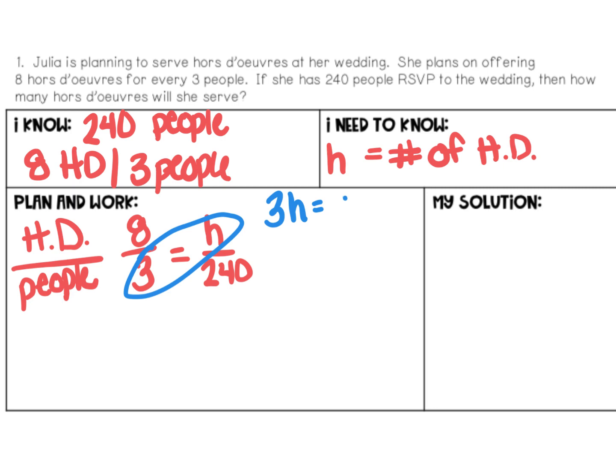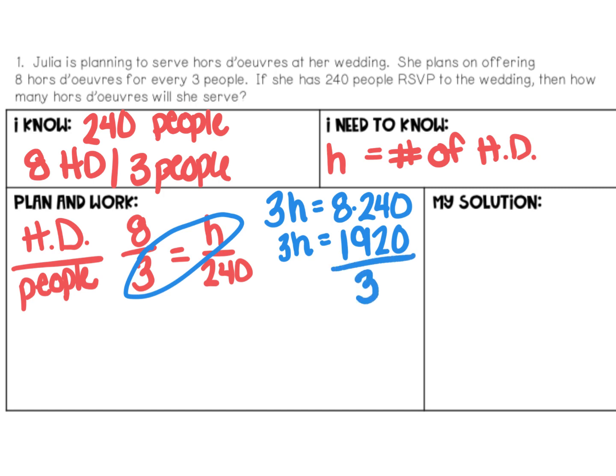What? Yep. 8 times 240. Use your calculator and get me a number for 8 times 240. Reese, what'd you get? 1,920. So we have 3h equals 1,920. And now remember our last step for cross products, we're just going to divide by whatever number was being multiplied by the variable.